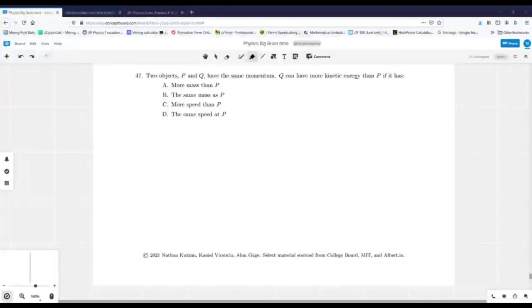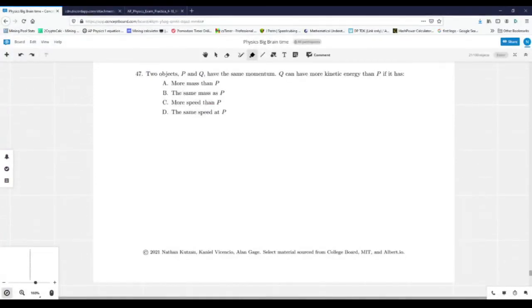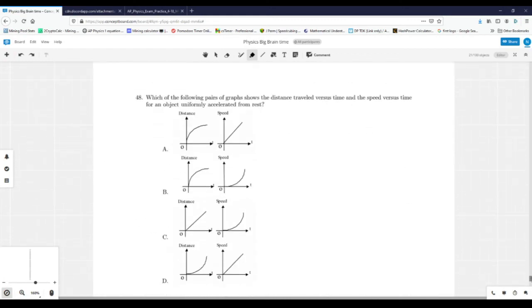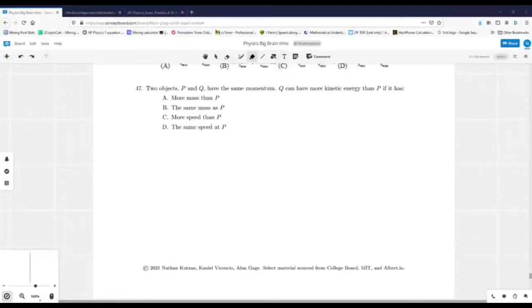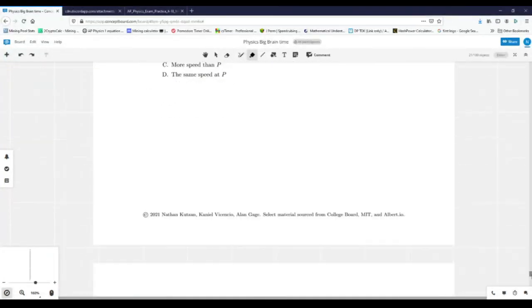Okay, I got this. P and Q have the same momentum. If Q has more mass than P, then if Q has more kinetic energy... I'm gonna go with the same logic as 46 and assume that it has more speed. I don't know. That's cap. There's no way. As long as he meant C, yeah, 47C. I thought it was the same logic as 46. Alright, screw it.